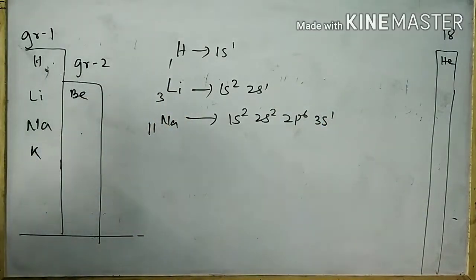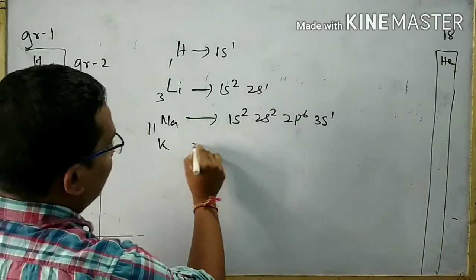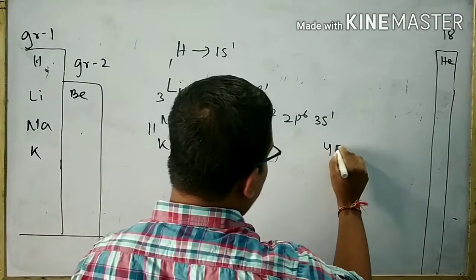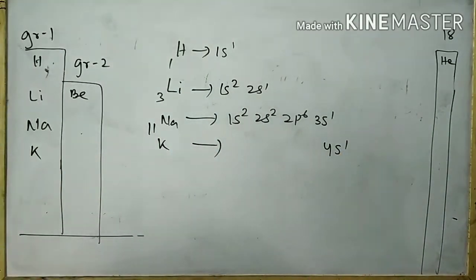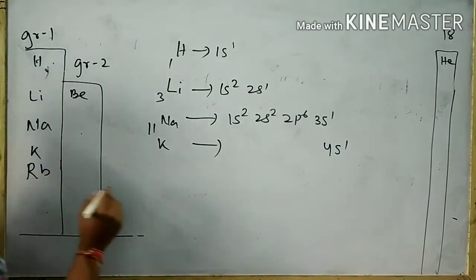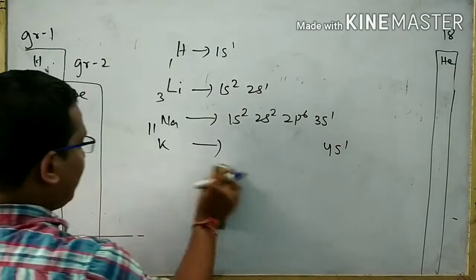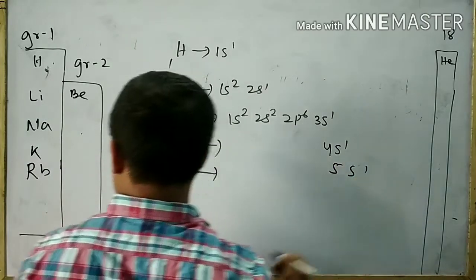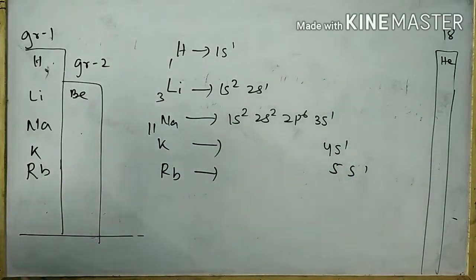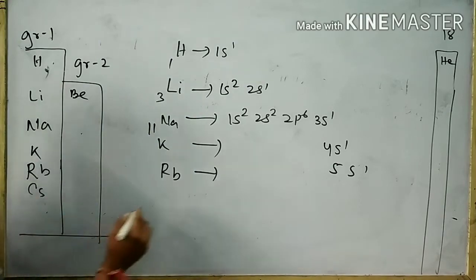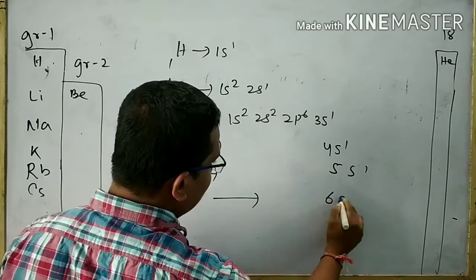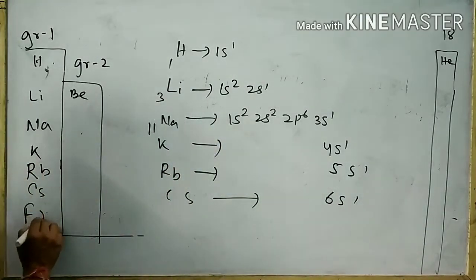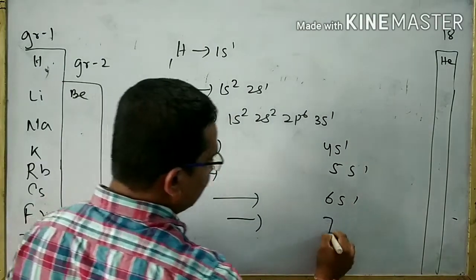Similarly, I want to draw the electronic configuration of potassium. Obviously, it ends with 4s1. Next is rubidium. The rubidium atom must have 5s1. Like that, you can also think about cesium. It has the electron configuration 6s1. Francium has 7s1.